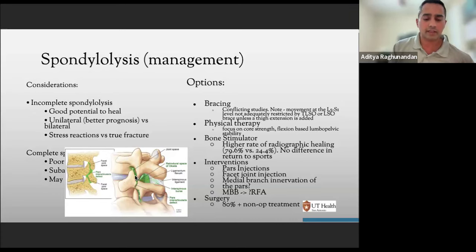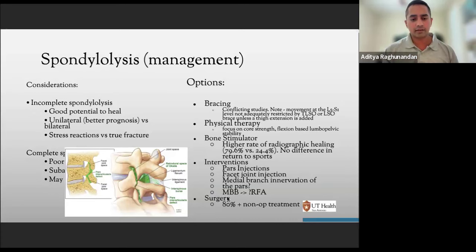So you could have a facet joint injection, which can communicate with the pars. This would be an intra-articular facet joint injection. There's some controversy: medial branches actually innervate the joint. Does it also innervate the pars given this relationship? That's still being studied and looked at.